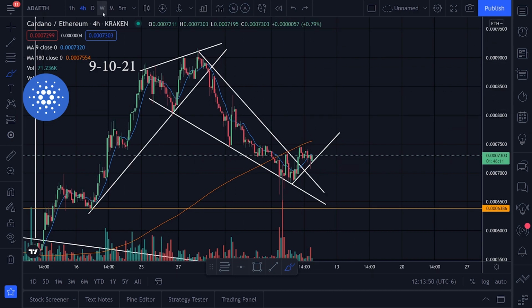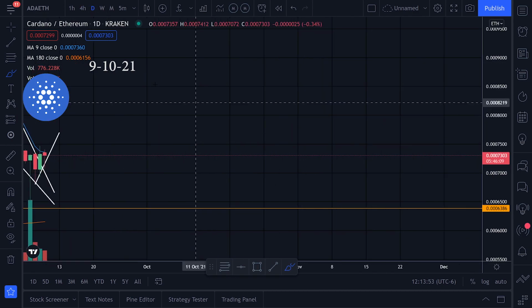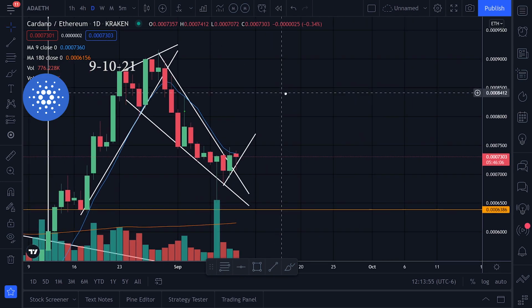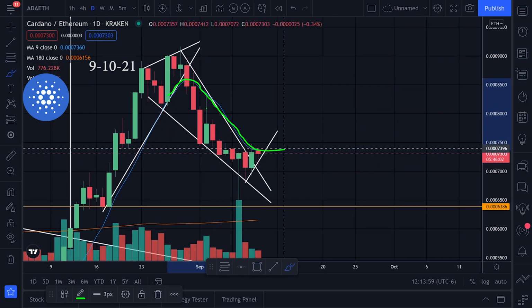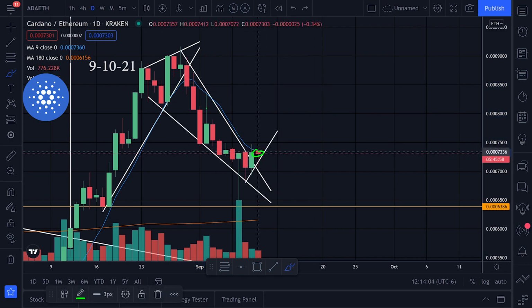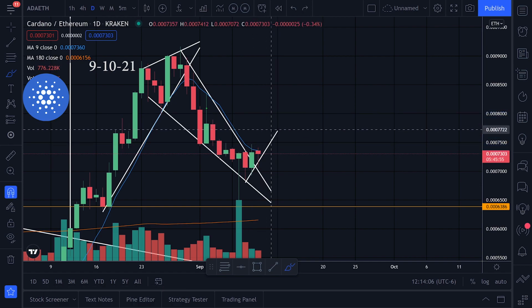And then also if we go to the daily time frame, we have the 9 moving average that it looks like we're right about to test. This is the 9 moving average right here, this blue line right there. It looks like we're coming up and testing it right now. I think if we could break above that, that'll also give us a nice little move to the upside.